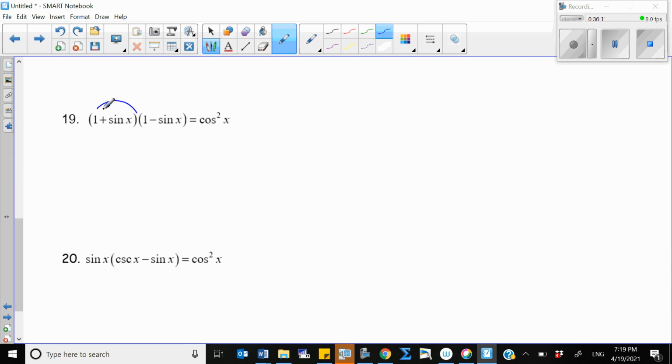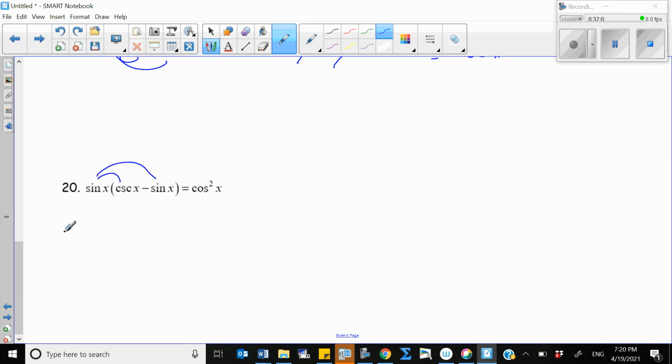For this question, you can do the distribution. Multiply out. 1 times 1 is 1. 1 times negative sine is negative sine of x. Sine times 1 is sine of x. Sine times negative sine is negative sine squared of x. These two cancel each other, and we have 1 minus sine squared. And based on the Pythagorean identity, you can check the Pythagorean identity in the list of the trig identities that I have given you before in Google Classroom. And 1 minus sine squared is just cosine squared of x.